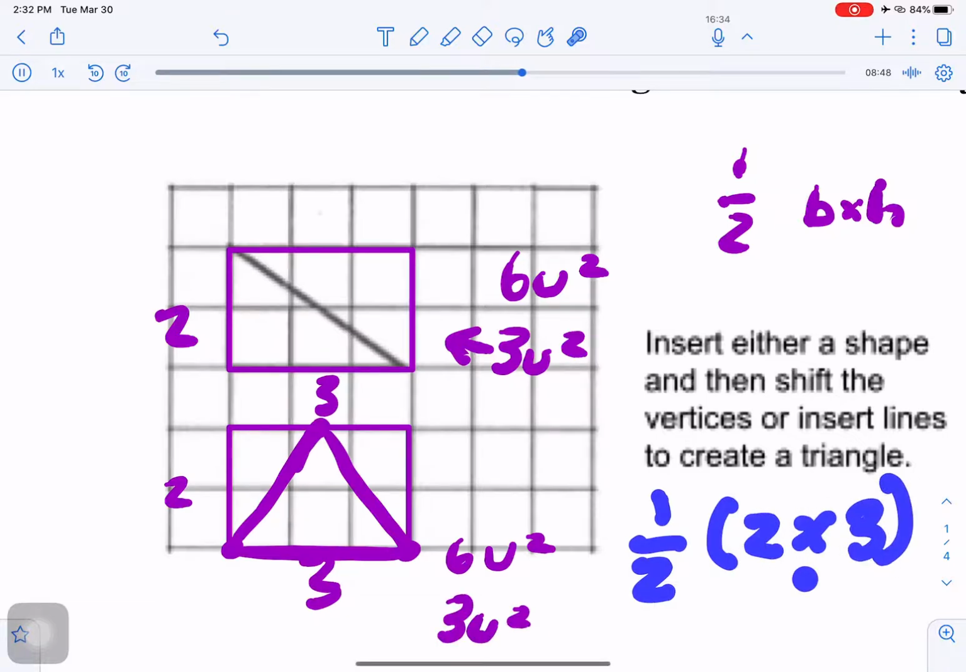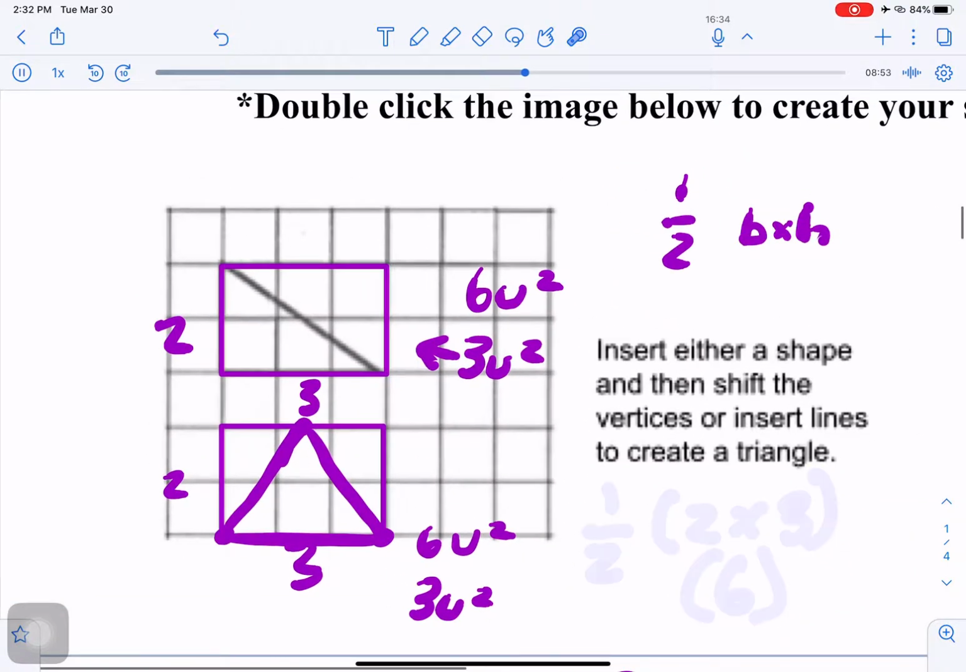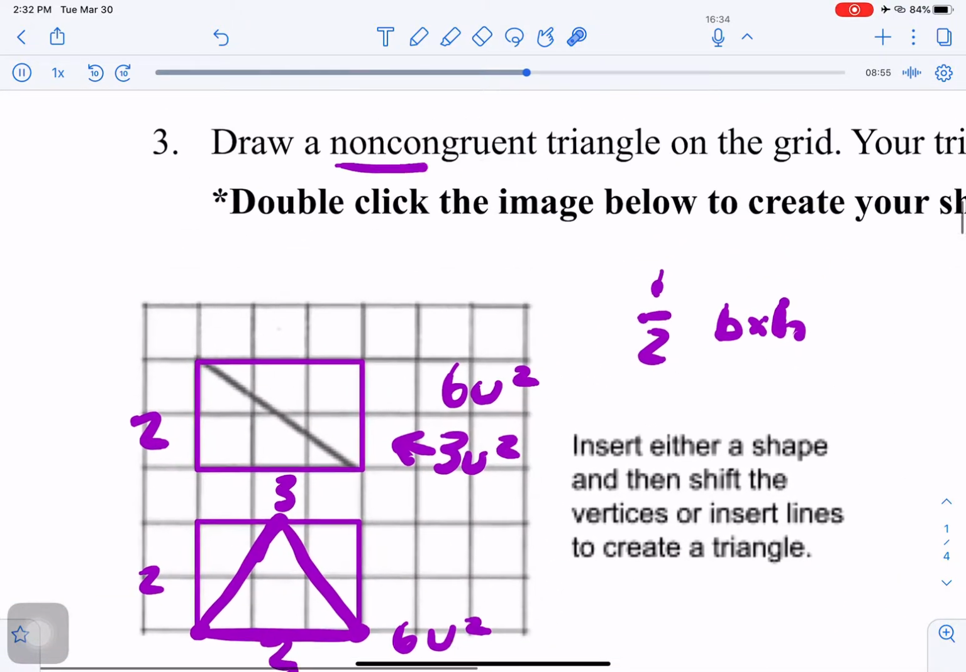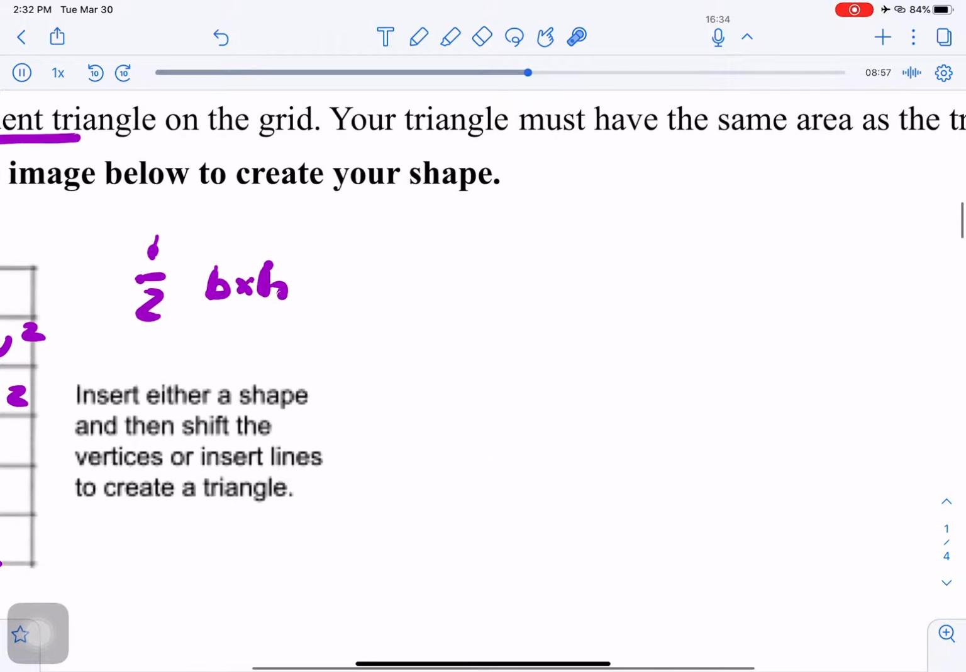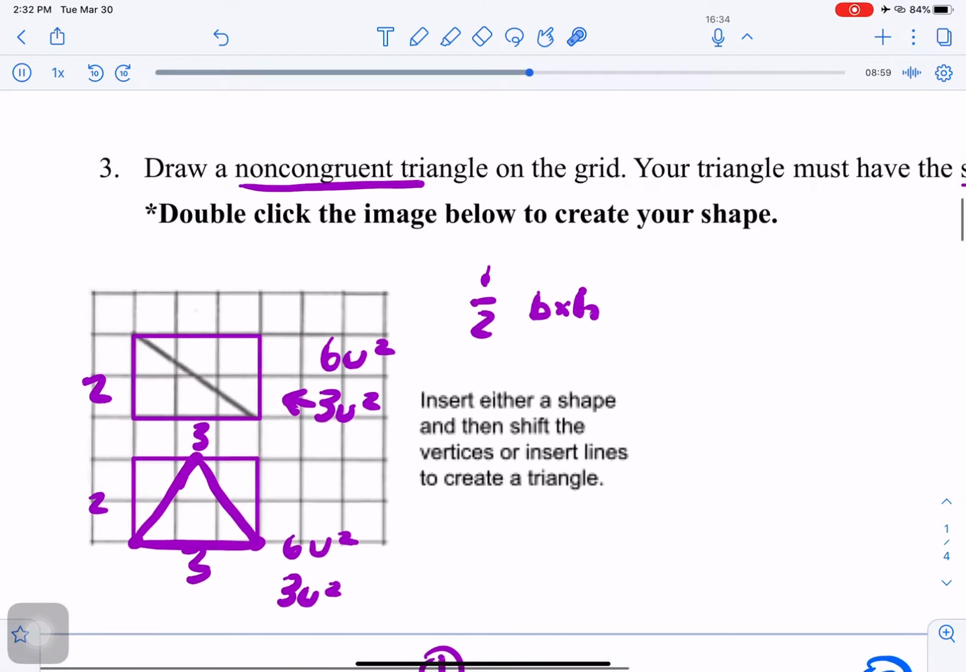And now we see that our triangles are non-congruent. So we have accomplished both of the requirements. We have a non-congruent triangle with the same area. We are all good with this problem.